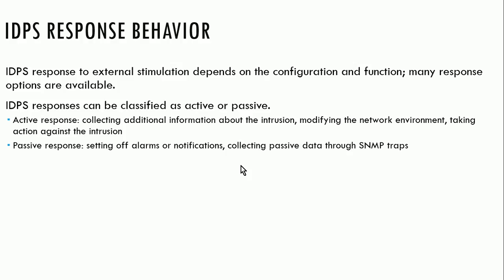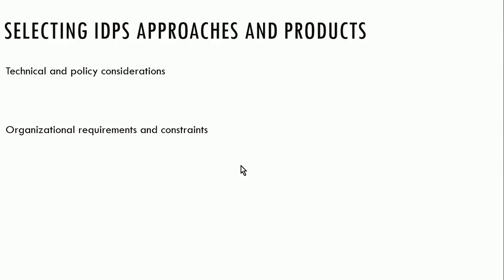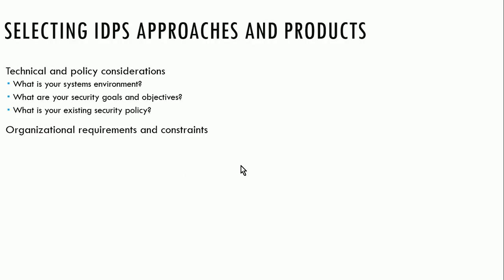A passive response is simply notifying somebody that something is happening. So you're just simply collecting the information, sitting in a corner, and you're letting somebody know that, hey, something is happening, but you're not taking any active response to counteract that intrusion. So IDSs can generate routine reports and other detailed documents, which you saw in my diagram in the very beginning, and can protect IDSs from being circumvented. Fail-safe features, that is.